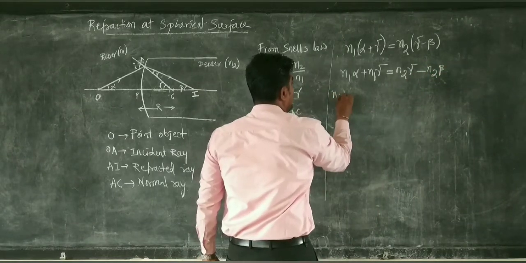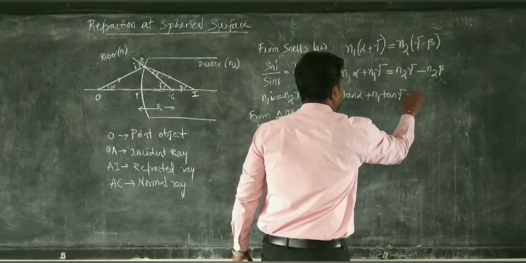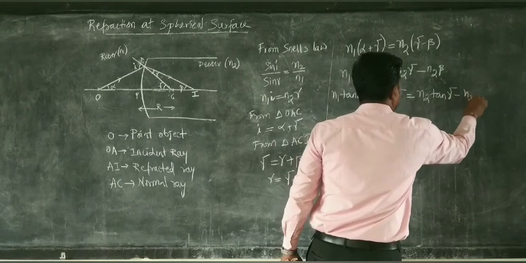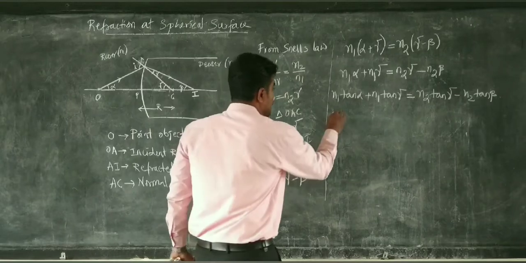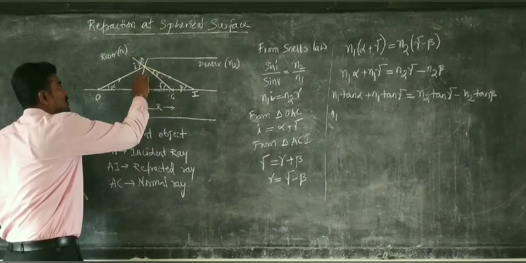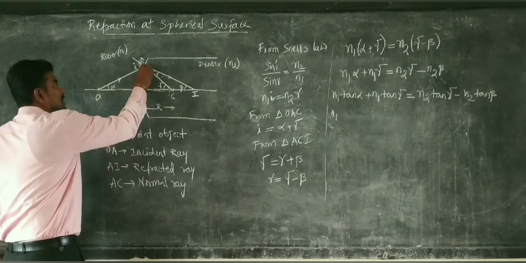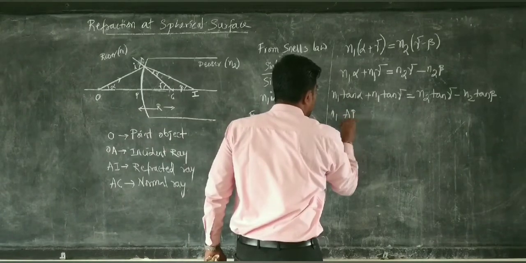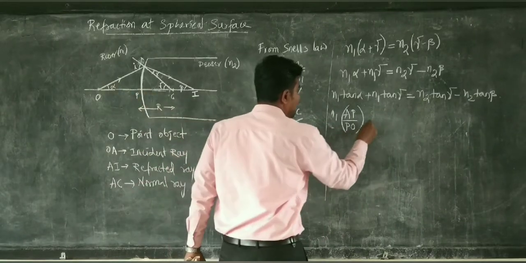Instead, I can write N1 tan alpha plus N1 tan gamma is equal to N2 tan gamma minus N2 tan beta. Since the angles are very small, I can consider this way also. For N1, you can observe tan alpha is equal to opposite, and since this aperture is very small, I can consider this as a straight line also. AP divided by OP, or PO. Since all the distances are measured from pole, I have considered it as PO.